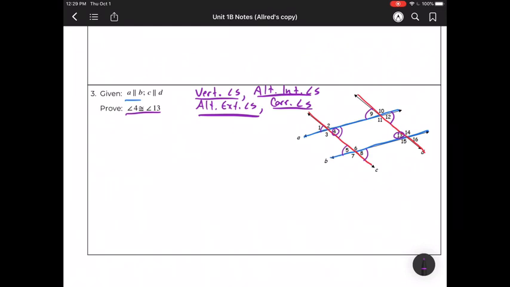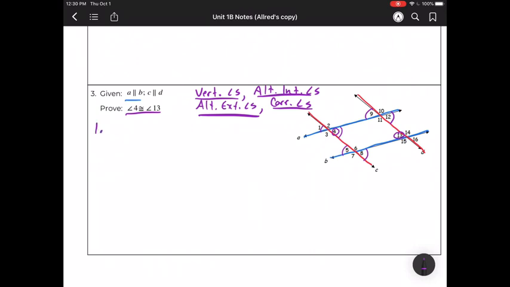For example, angle 9 is a corresponding angle with 13. Angle 12 is an alternate interior angle with 13. So those are congruent. Or I come down here to the other intersection. Angle 5 and 13 are corresponding. Angle 5 and 8 are alternate interior. So we have a lot of options to choose from. We just need to pick one.